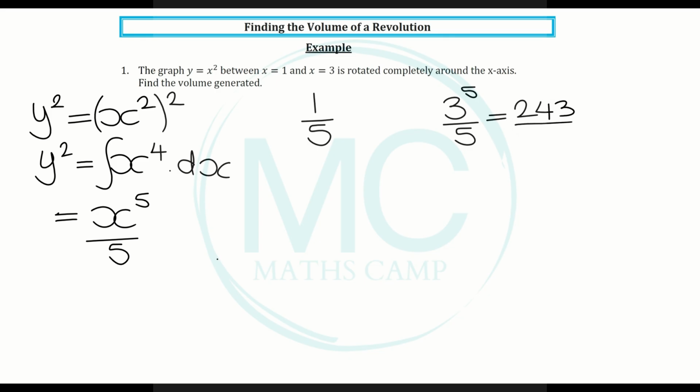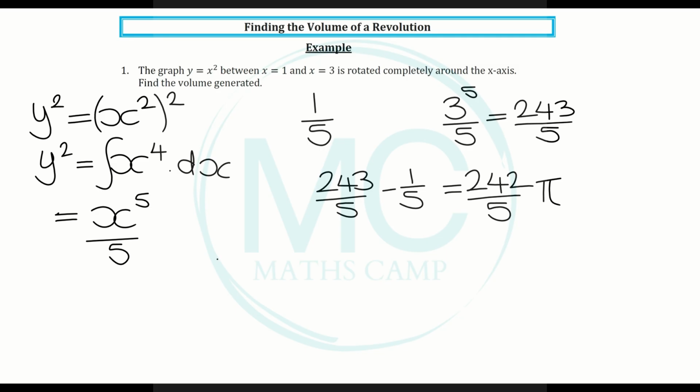243 over 5. Now we can subtract the lower value from the higher one. 243 over 5 minus 1 over 5 is equal to 242 over 5. We are working with volume, so we multiply this by pi. And this is our answer.